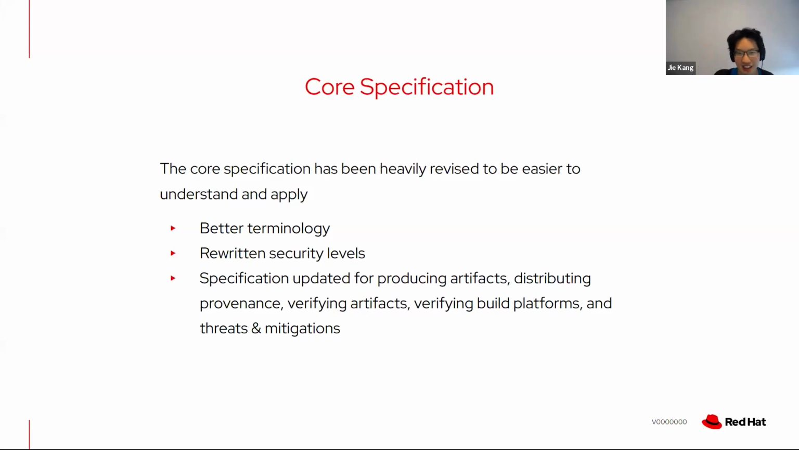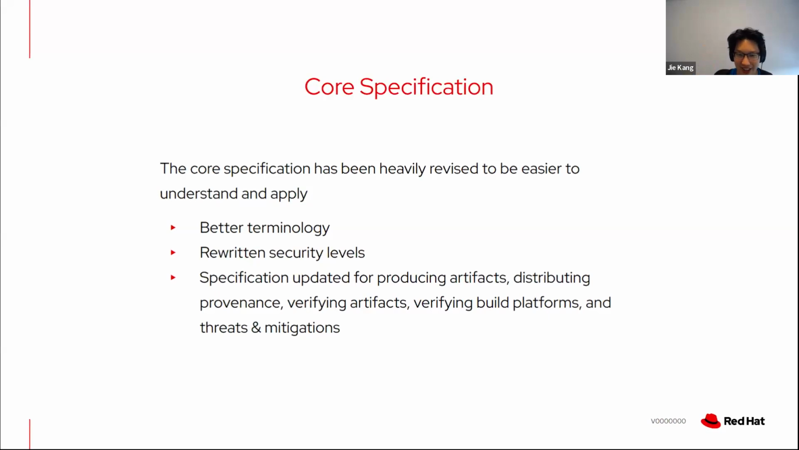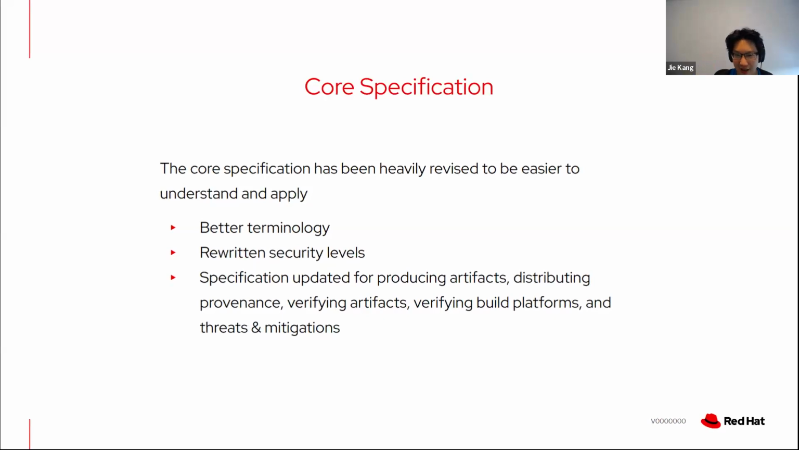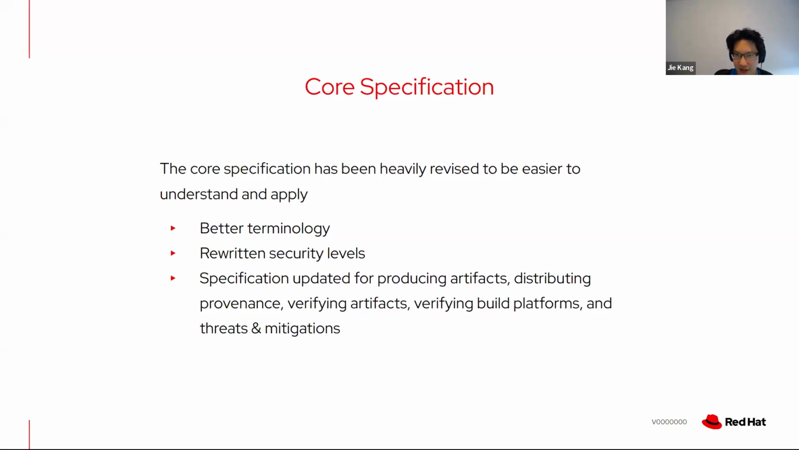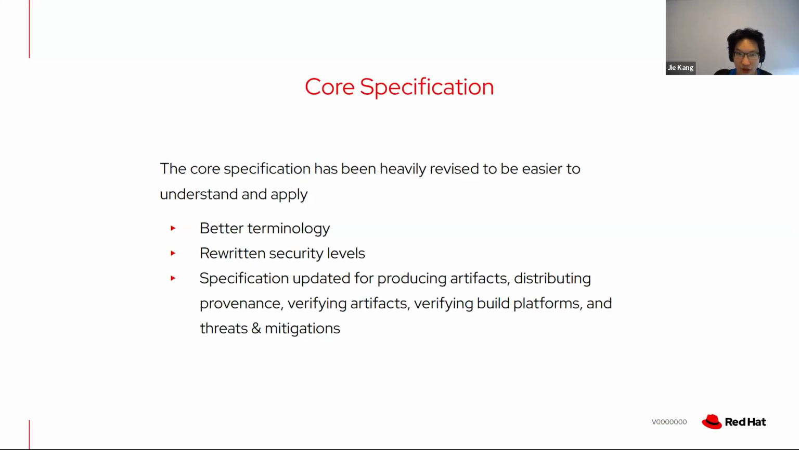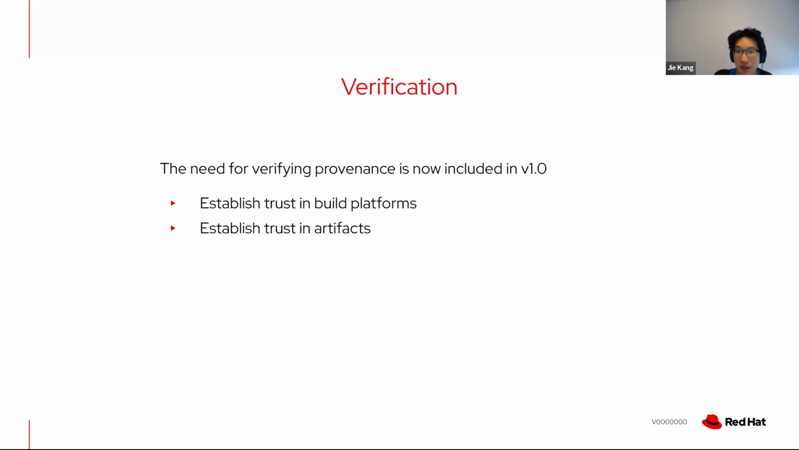So essentially, they redid the text that explains these different sections, what it means to produce artifacts, what it means to distribute provenance, etc., and tried to make it easier to understand and also easier to apply. So if you visit SLSA.dev and read through the version 1.0 docs, it should be fairly easy to understand. And of course, they are always open to feedback as well through their various upstream channels.